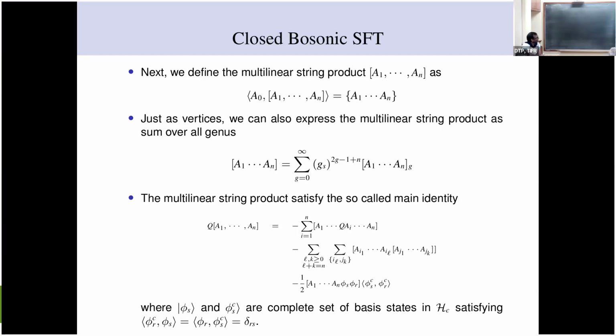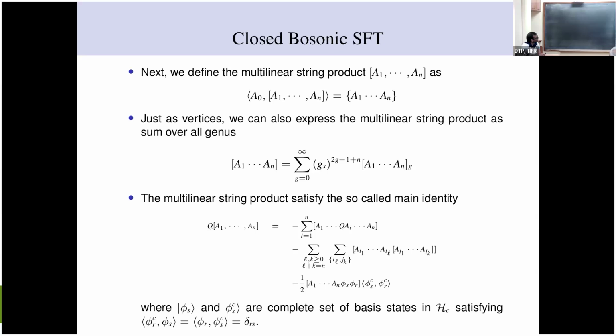To write down the action, we need to introduce some more quantities. So we define what is called the multilinear string product, denoted by this bracket A1 to AN. This is defined in the following way. Now that you are allowing for those degenerations, will these worldsheet integrals be well defined? Yes. In this 1PI, we are not considering the separating type, but the non-separating.